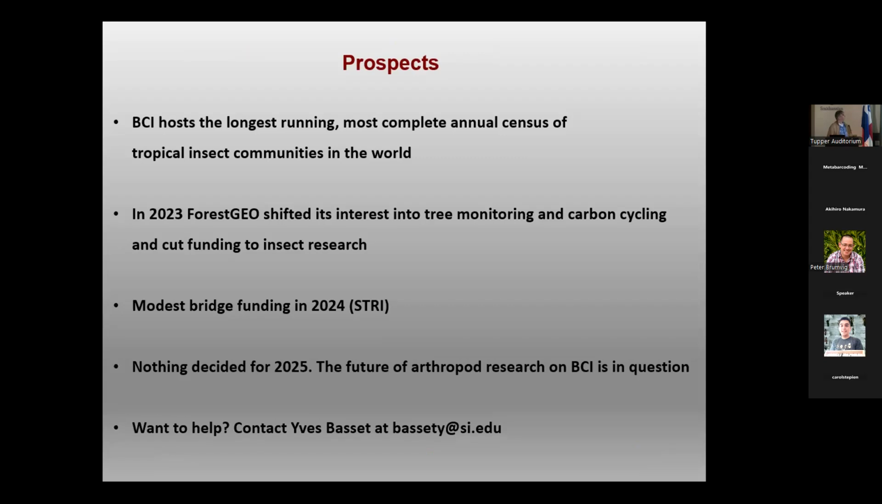So the prospect for this STRIDE program, I have no doubt that this is the longest running and the most complete annual census of tropical insect communities in the world. And I think this should be protected at any time. We were funded by ForestGEO, which depends on the Smithsonian, until 2023, but then they switched their interest to tree monitoring and carbon cycling, and they cut all our funding. We got modest bridge funding for this year at STRIDE, and nothing is really decided for next year, so we don't know what's going to happen to all of this arthropod research on BCI. If you want to help or discuss this matter, you can just drop me a message.